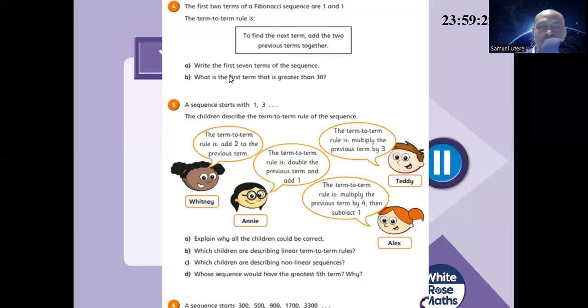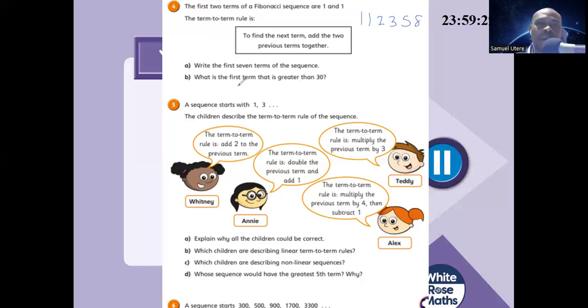So write the first seven terms of the sequence. What is the first term that is greater than 30? In this case, all you need to do is just keep generating the sequence. So you have 1, 1. 1 plus 1 is 2. 1 plus 2 is 3. 2 plus 3 is 5. 3 plus 5 is 8. That's how you keep going until you find the term that is greater than 30.